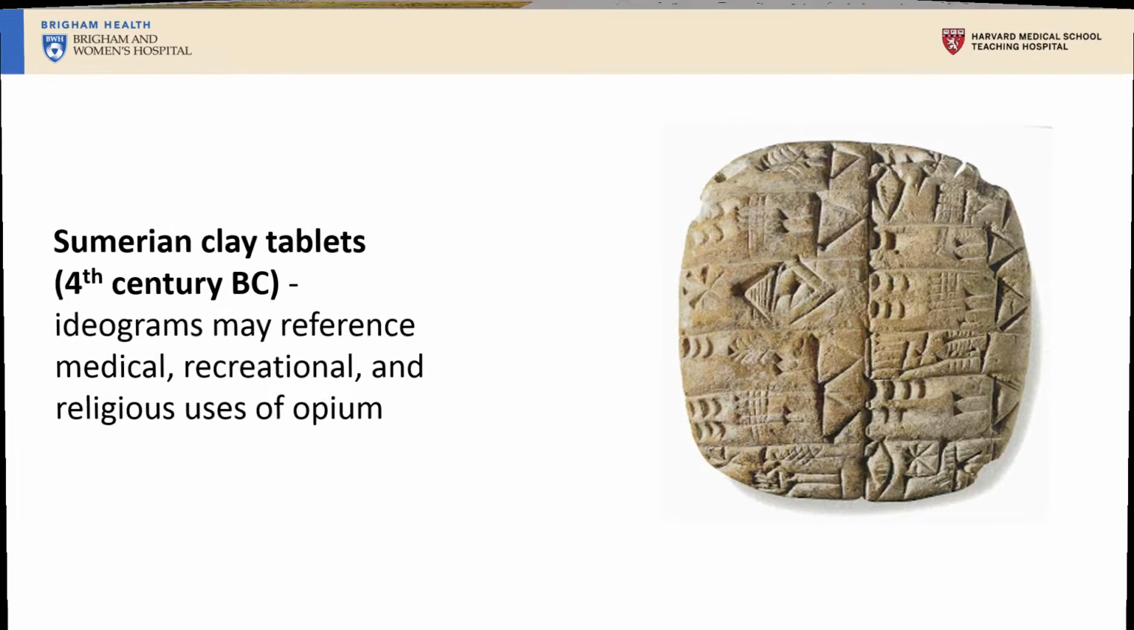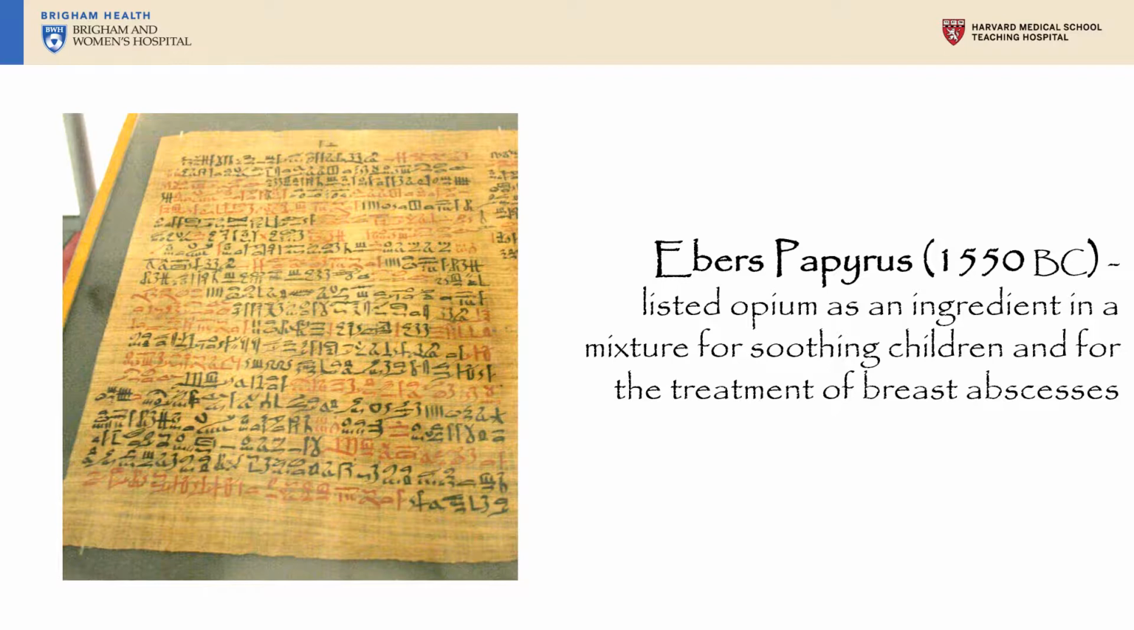Then there's arguably the most important medical papyrus of ancient Egypt, the Ebers Papyrus, from 1550 BC. It listed opium as an ingredient in a mixture for soothing children and for the treatment of breast abscesses. Here, the writing is pretty much fully understood, but it loses because the use of opium wasn't expressly for pain.